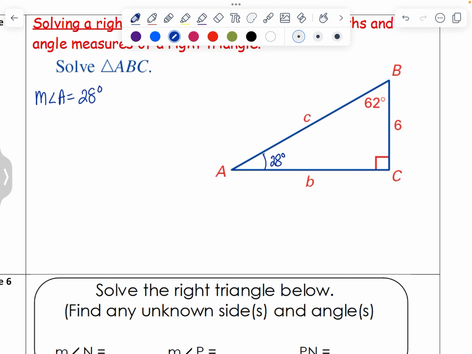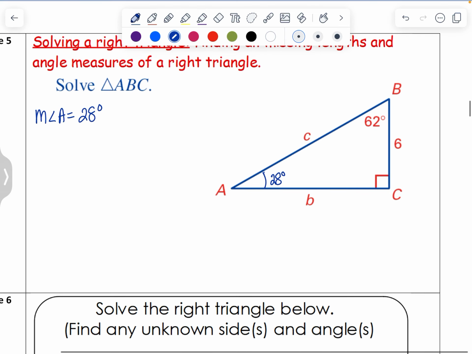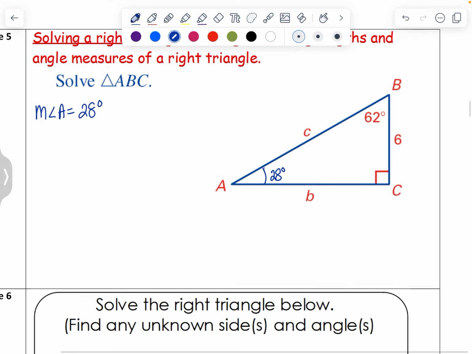Okay, and we know the measure of the other angle, and then we can solve for our B and C values. When I'm solving a triangle, I always stick with the angle that was given, and I label my triangle based off of that. So 62 degrees was given, which means B would be my opposite, 6 would be my adjacent, and C would be my hypotenuse.